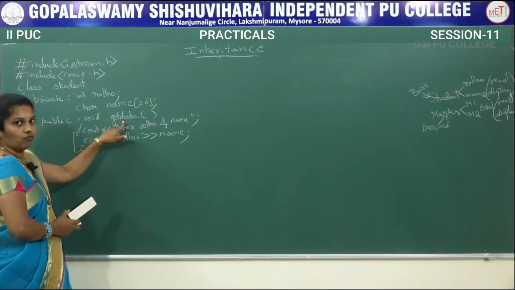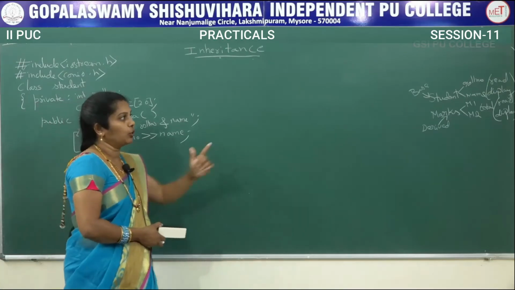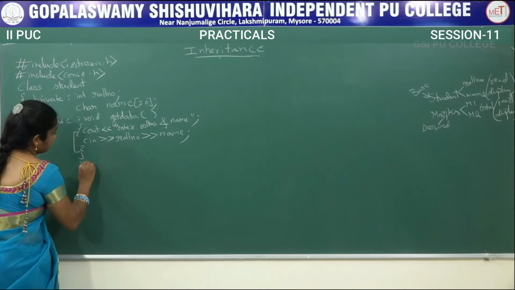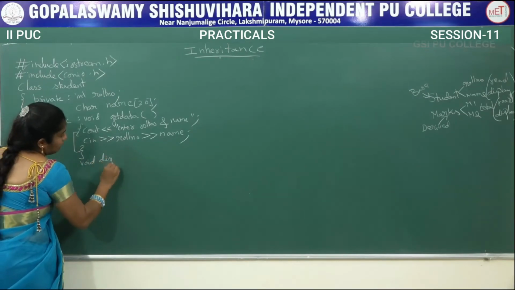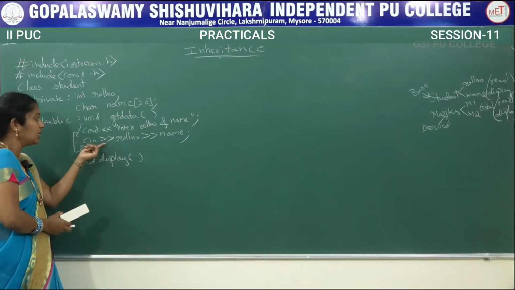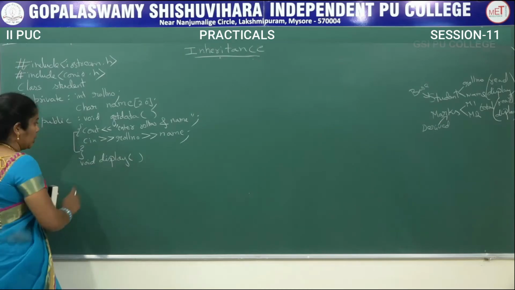This is the getdata function. Here I open and here I close it. What is the next thing I want to do? I want to display these two values. Then void display function. Next, what I want to do? I want to display these two values.